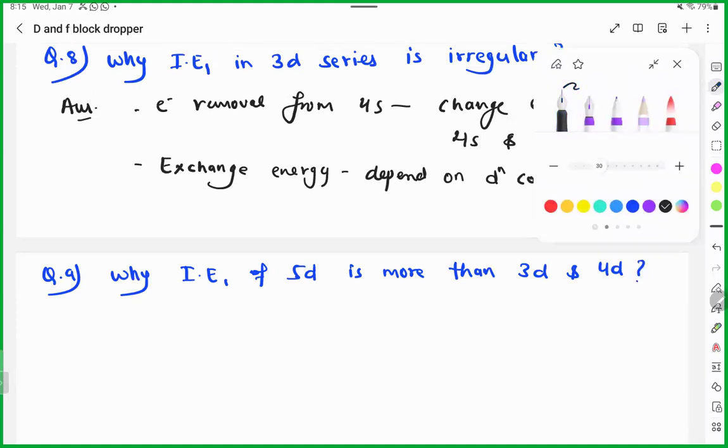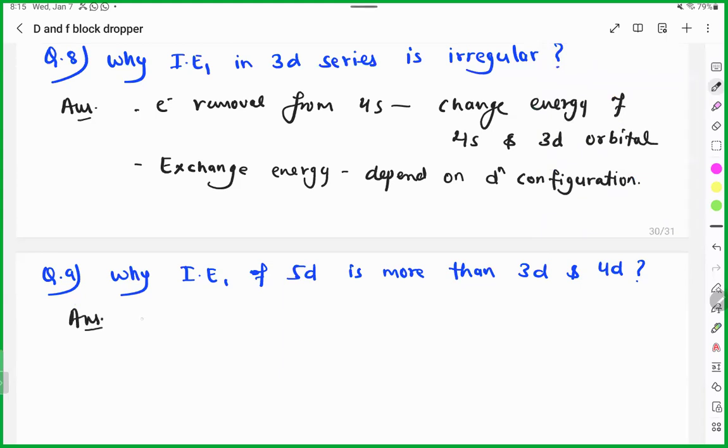So the answer is it is because of the poor screening effect of the 4f orbital. Poor screening effect of 4f orbital. Correct. And the reason is due to its shape.